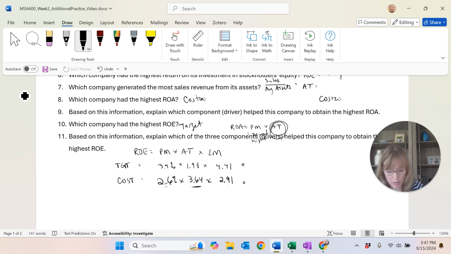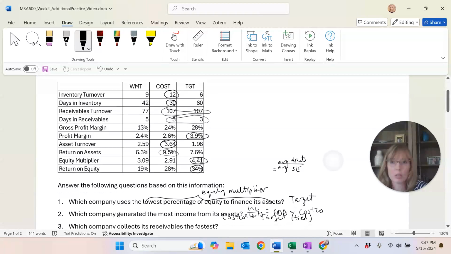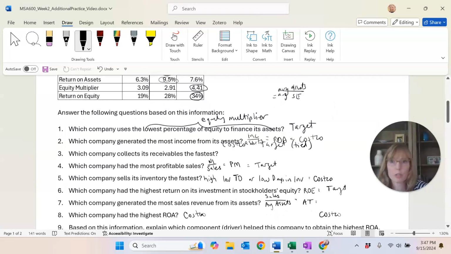And so this worked out with Target having a significantly higher return on equity because of its higher profit margin and its higher equity multiplier compared to the profit margin, asset turnover, and equity multiplier, or ROE for Costco, which was 28%.